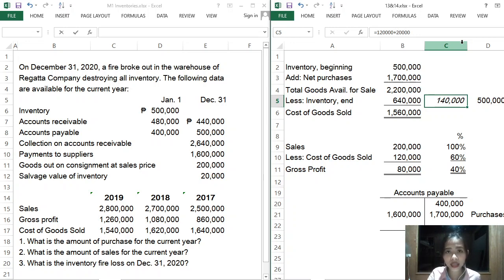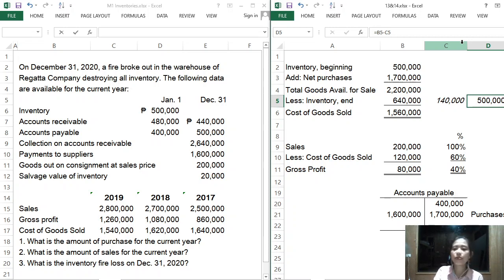120, naka-consign, wala sa atin, so safe, hindi nasunog. At saka yung 20 na na-save natin from sunog. So, the 640 should be versus the 140 na actual, magkano pa lang nawala? 500,000. So, 500,000 ang nasira ng fire. Grabe regata. Sayang yun. Okay.